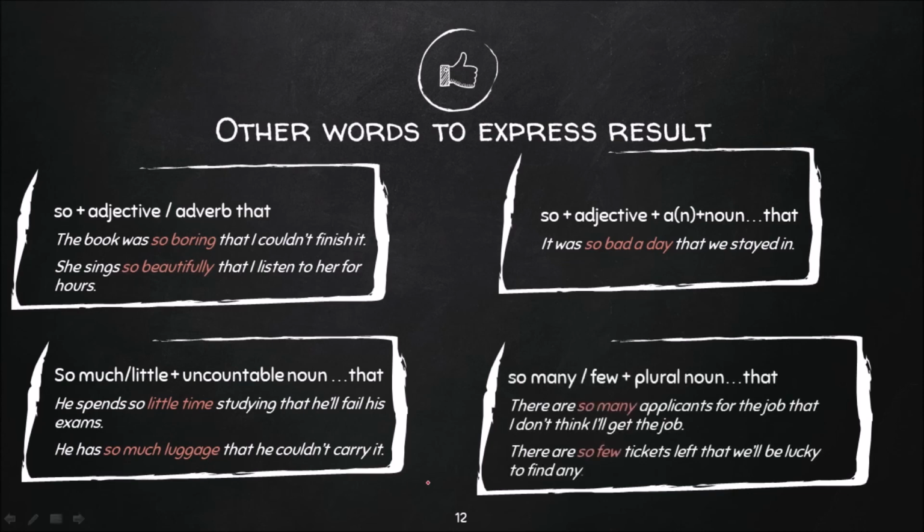And so with many or few plus plural noun. We know that many and few are quantifiers that are used with plural nouns. There are so many applicants for the job that I don't think I'll get the job. Or the last one, there are so few tickets left that we'll be lucky to find any.